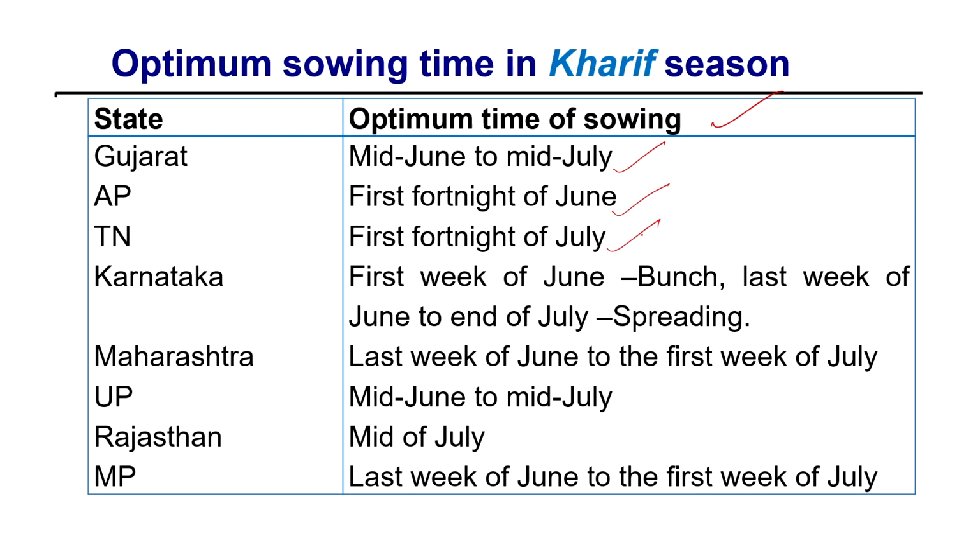In Karnataka, first week of June for bunchy type and last week of June to end of July for spreading type. You can see the sowing time is different for varieties in Karnataka. Maharashtra, last week of June to first week of July. In UP, it is mid-June to mid-July. In Rajasthan, it is middle of July. For Madhya Pradesh, last week of June to the first week of July.